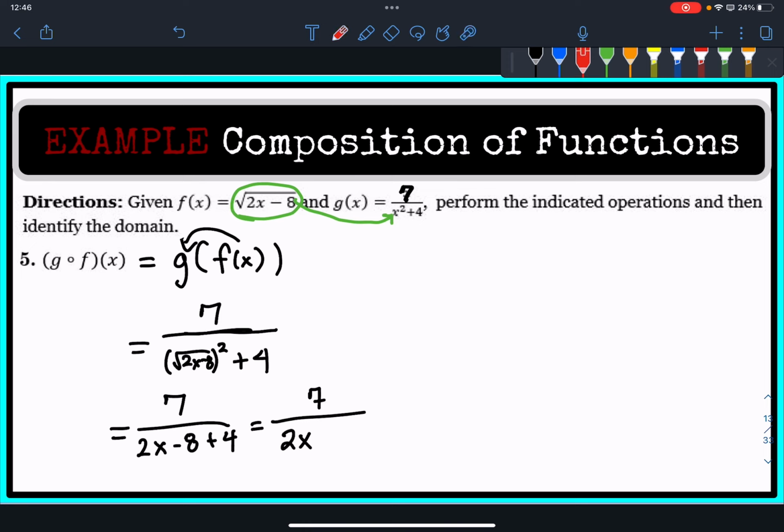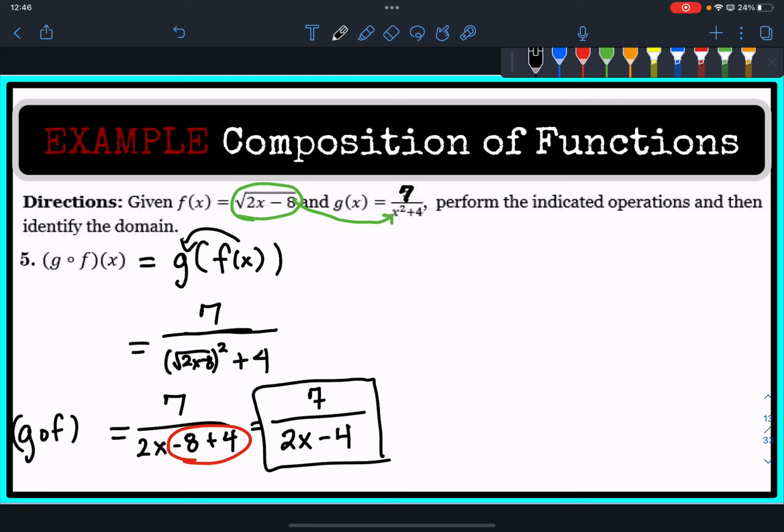Combining these two terms, that's going to add up to a negative 4. So this is my answer. This is the composition of g of f of x. Now let's get the domain of g of f of x.